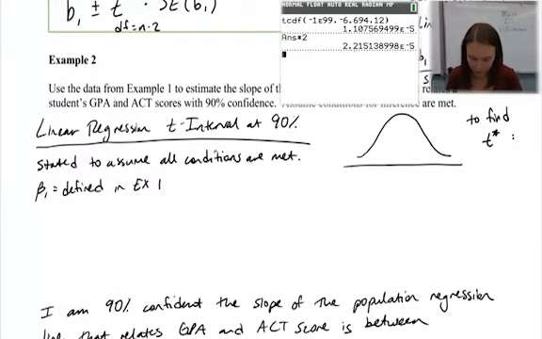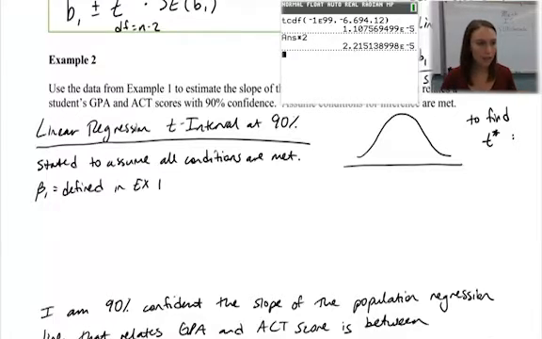Okay, use the data from example 1 to estimate the slope of the population regression line that relates a student's GPA and ACT scores with 90% confidence. Assume all conditions are met. So again, we want to name it. We have a linear regression t interval at 90%. It's stated to assume all conditions are met, and we want to define our parameter, but it's the same as example 1. So I'm not going to rewrite it, but I am going to state b sub 1 is defined in example 1 so that they know I at least thought about it.